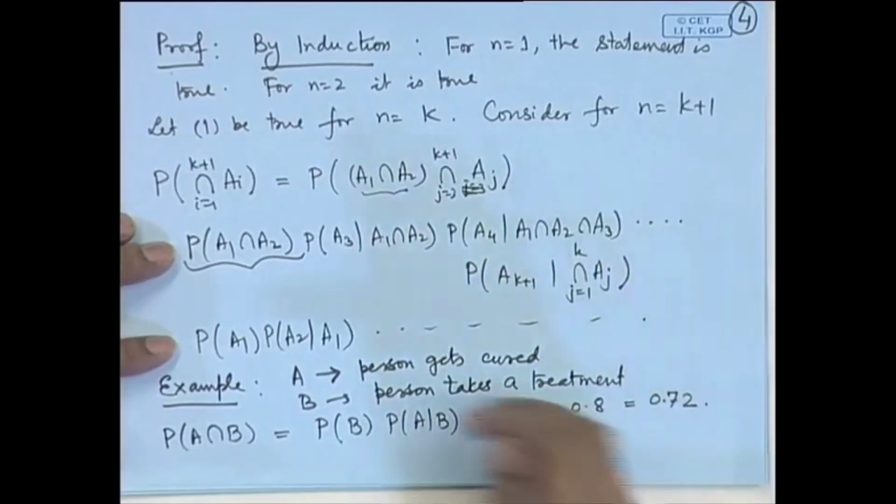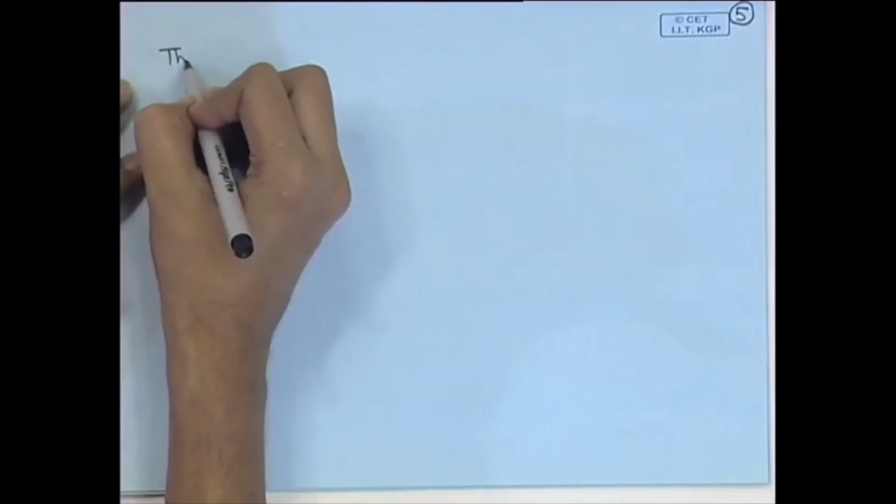And now, this representation that a certain event can be considered as a consequence of certain other event, or happening after a certain event, leads to some interesting possibilities, and one of the major things is the so-called theorem of total probability.